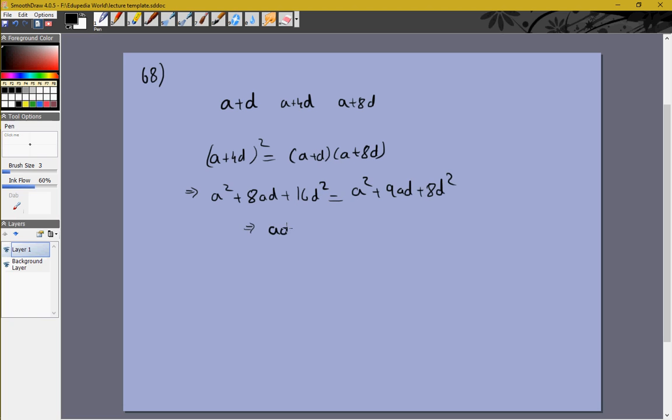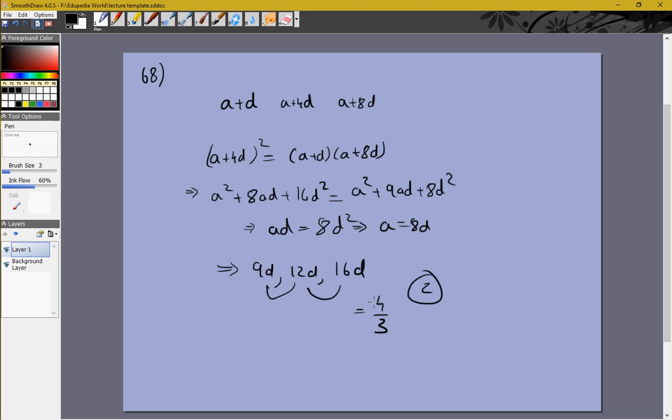or ad is equal to 8d squared, which gives me a is equal to 8d, which means the numbers are 9d, 12d and 16d, and we can calculate the ratio easily, this divided by this or this divided by this, which is 4 by 3. So the common ratio of this GP is 4 by 3, which means the answer is option 2.